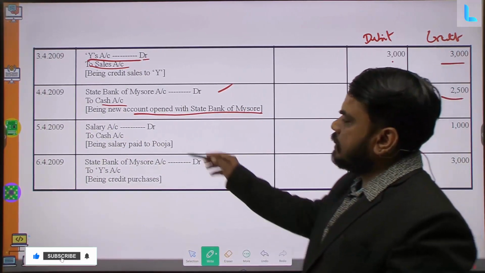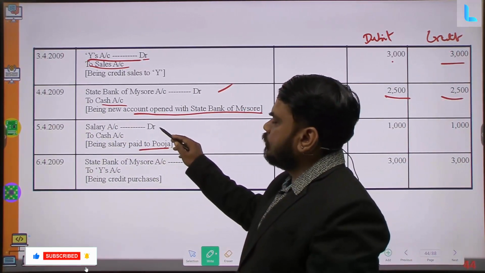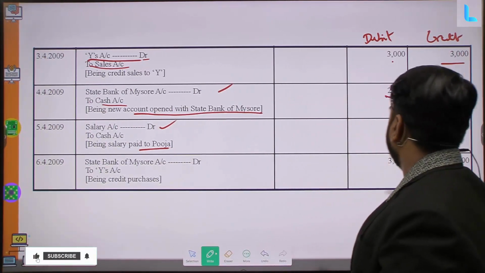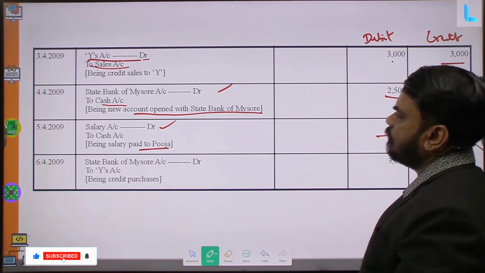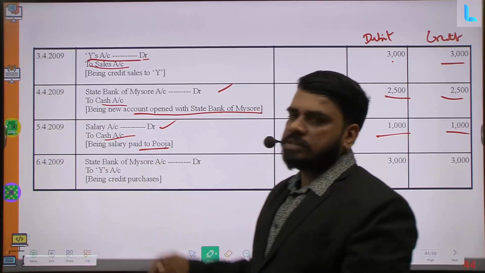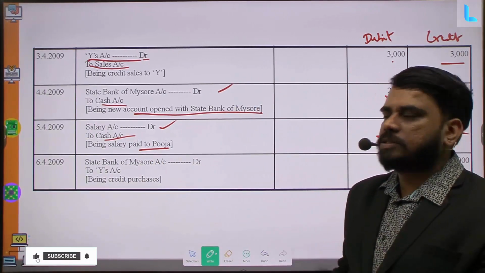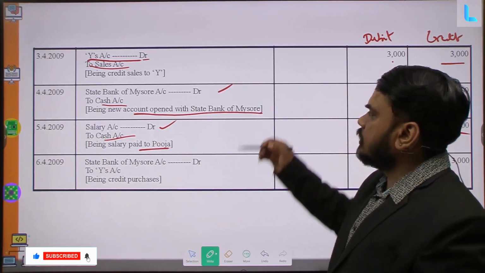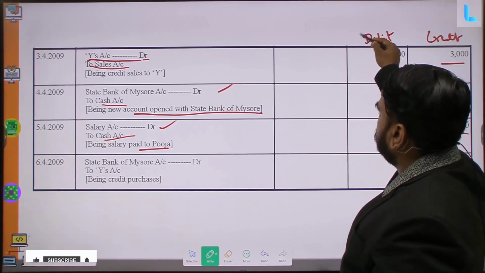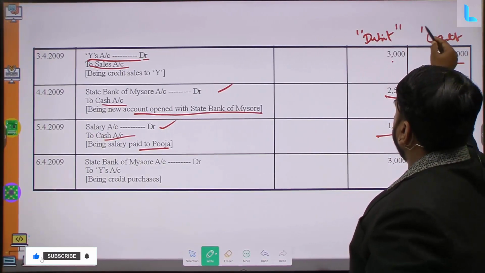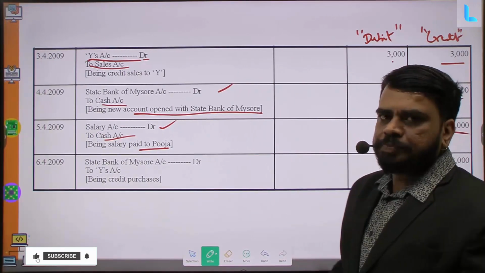Same way, we are paying 1,000 rupees salary to Pooja. So we are debiting the salary account with 1,000 rupees and we are crediting it from our cash account. So this is how the transaction has to be passed on. That is, the transaction, because of the double entry system, will have both the aspects of debit and credit.